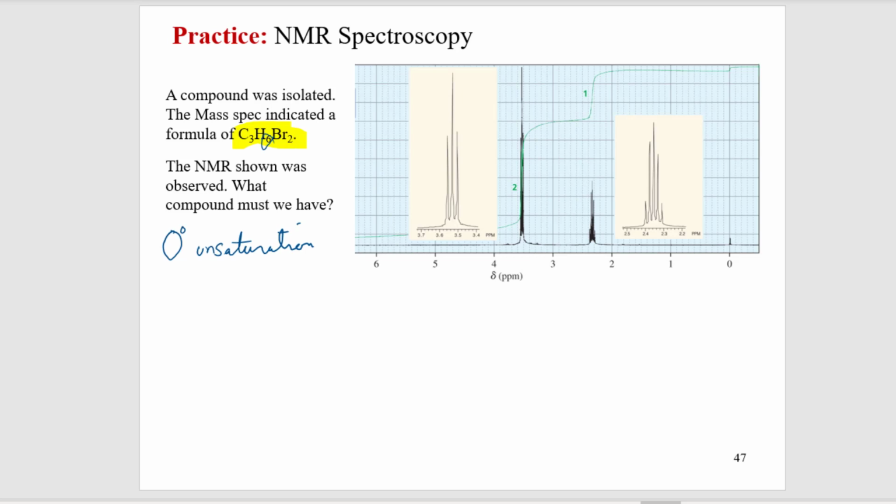Great. Now let's do a bunch of constitutional isomers. Again, we're only working with 3 carbons here: 1, 2, 3. Maybe both bromines are on the same carbon. Maybe one bromine's on one carbon and another bromine's on another carbon. Maybe one bromine's here and one bromine's here, right? So I've got 1, 2, 3 carbons.